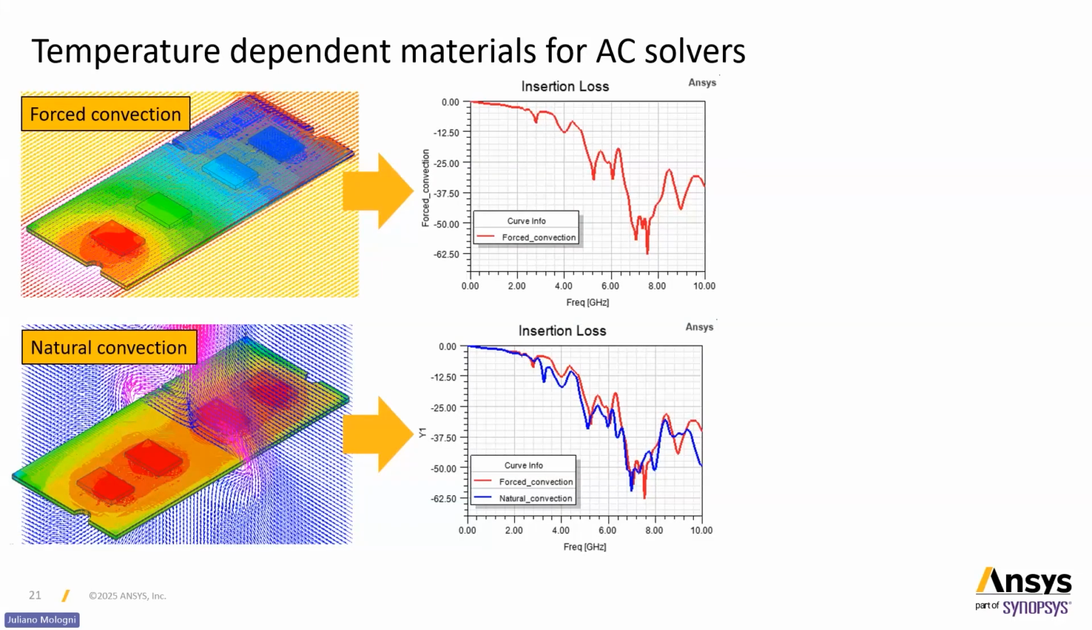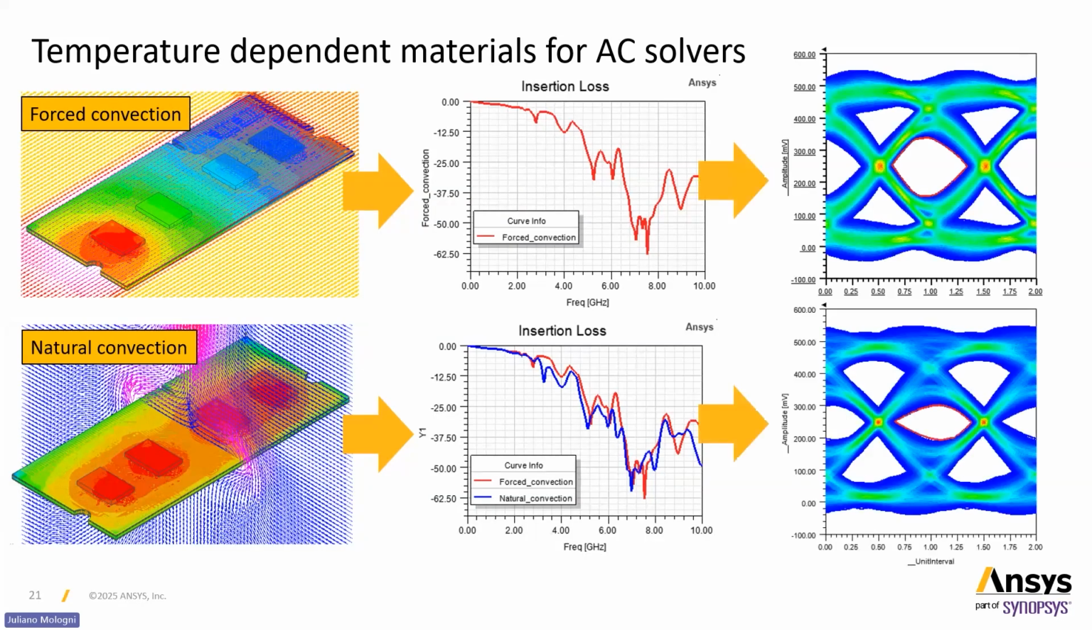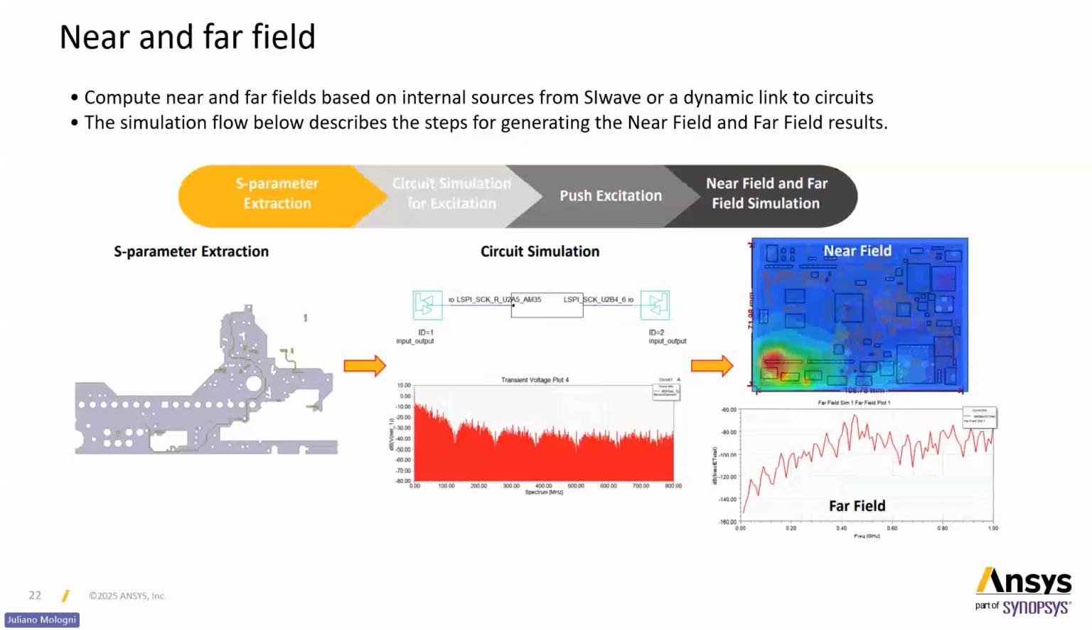If you extract S parameters, you're going to see insertion loss. There's some switching on the response, and that's because of the temperature effects on the material properties. And if you run a signal integrity analysis where your drivers can also take advantage of that temperature information, you're going to see when you have natural convection, you have a much closer eye than when you have forced convection. So you can take advantage of those electrothermal simulations for signal integrity and EMC simulations.